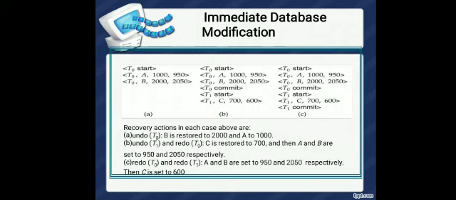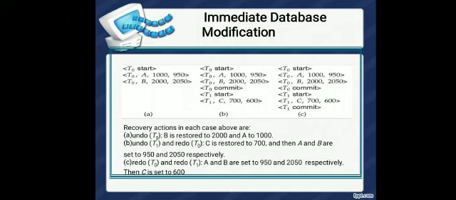So in the second one: T0 comma start, T0 comma A comma 1000 comma 950, T0 comma B comma 2000 comma 2050, T0 comma commit. If the log contains both the start and commit operations of T0, we need to redo the transaction. We have to update the new value in the database. So the new value of the database is 950 and 2050 instead of the old value, because we reached the commit operation. Then T1 comma start, T1 comma C comma 700 comma 600.